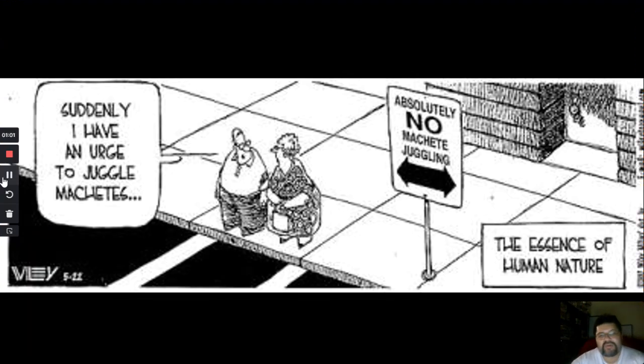So here is your warm up picture. Now, if you notice, there's a sign, kind of like a rule, and it says absolutely no machete juggling. If you look at what the old man is saying to the lady, that really is going to help you out with this question, because the question is asking you, what is this artist trying to say about people when it comes to rules and laws? So look at what the rule says again, and look at what the old man is saying. And then from there, what do you think he's trying to say about humans and our nature when it comes to rules and laws? Okay. So think about it, pause the video, write your response, because we're moving on in three, two, one.